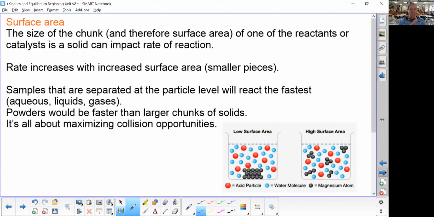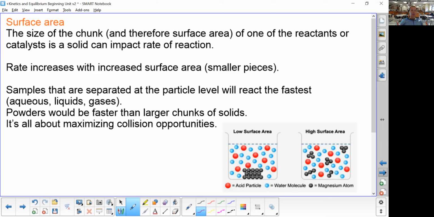Surface area is another one. So the main three are concentration, temperature, surface area, I guess 4, and then the 4th one's catalyst, but we'll talk about catalysts in a different video lecture. Some students asked about this, like, why does it really matter with solids? So I just want to break this down.